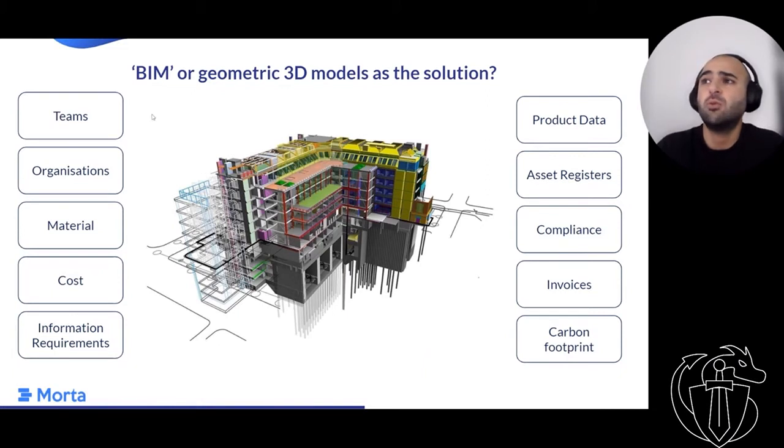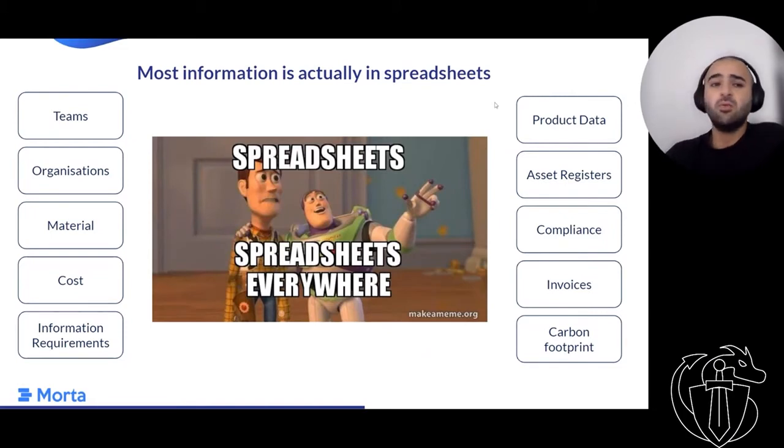It is definitely part of the wider project information model, but it's outside of the geometric model. So when we talk about things like teams, organizations, and the stakeholders, the material that we have on site, the costs of the project, even things like the information requirements and product data, a lot of that will lie outside of the geometric model. And in reality, where we'll see a lot of this information is in spreadsheets.